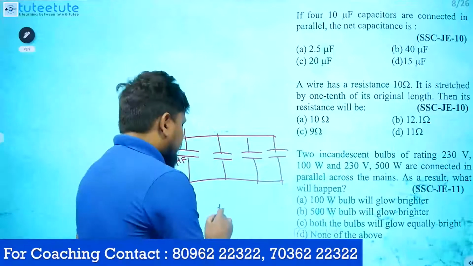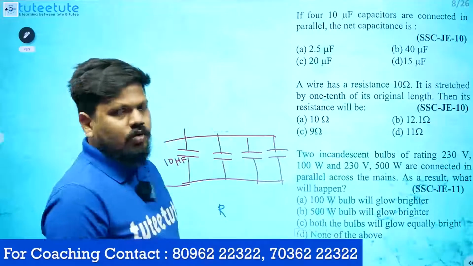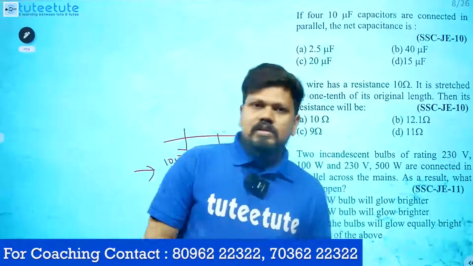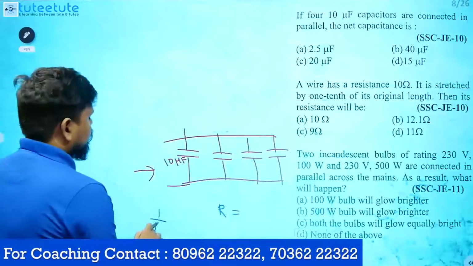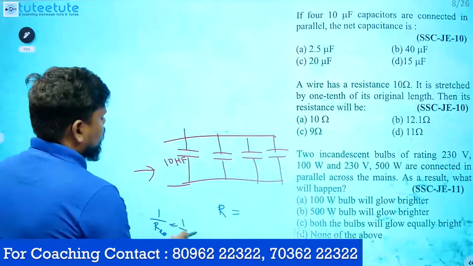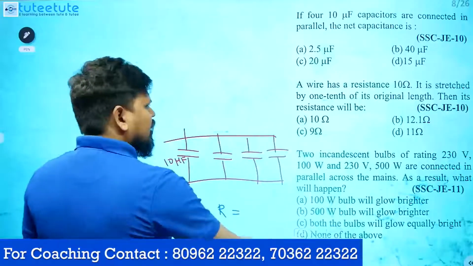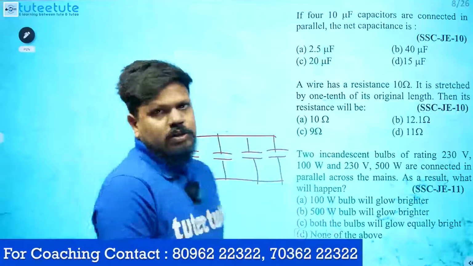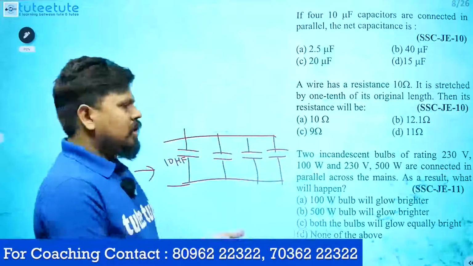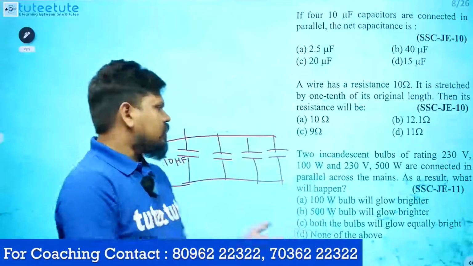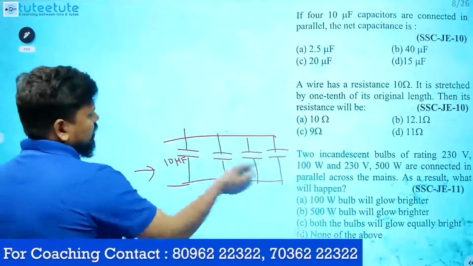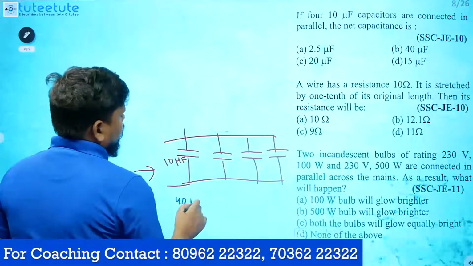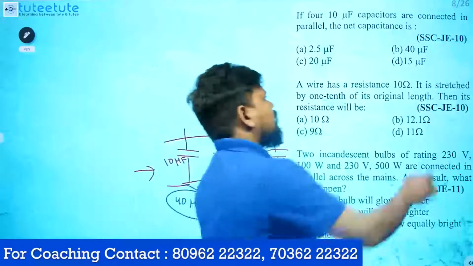For resistances connected in parallel, we have to use the formula R1 into R2 divided by R1 plus R2. If 3 resistances are there, then 1 by R equivalent equals 1 by R1 plus 1 by R2 plus 1 by R3, like that. That formula works for inductors and resistors, but for capacitances it is reversed: series formulas become parallel, and parallel formulas become series. So all 10 microfarad capacitances connected in parallel means you will get 40 microfarads. That's it.